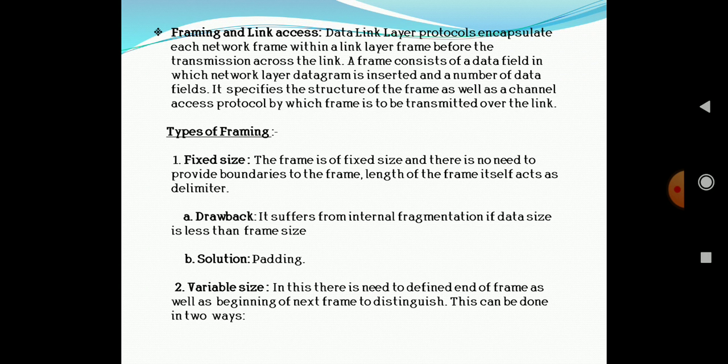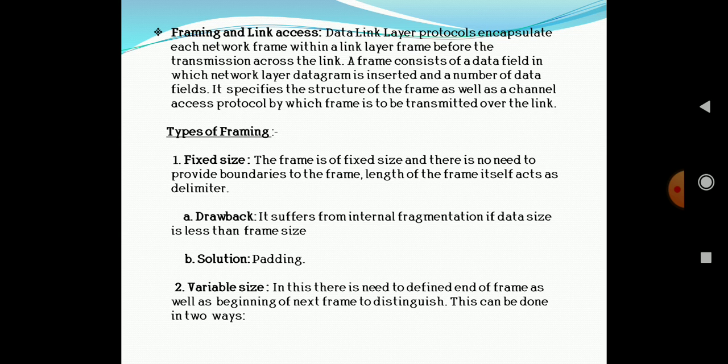The first service of data link layer is framing and link access. Data link layer protocols encapsulate each network frame within a link layer frame before the transmission across the link. A frame consists of a data field in which network layer datagram is inserted and a number of header fields. It specifies the structure of the frame as well as a channel access protocol by which frame is to be transmitted over the link.